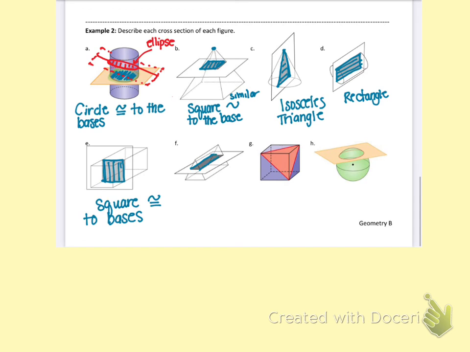And the closer to the top of that section up here, closer to this piece, the smaller that rectangle would get. But what I can see right now is a rectangular cross section. In G, it looks like they went from corner to corner in a cube, and they were able to create a triangle, but specifically this one's an equilateral triangle.